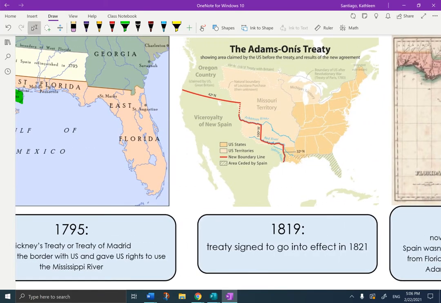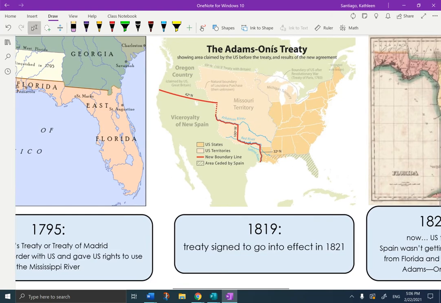So 1819, the treaty that was signed to give Florida to the U.S. This was in 1819 and is called the Adams-Onis Treaty, showing the area claimed by the U.S. before the treaty and the results of the new agreement. So you can see the darker color, kind of a peach orange, the U.S. states, and U.S. territory in the lighter peachy color.